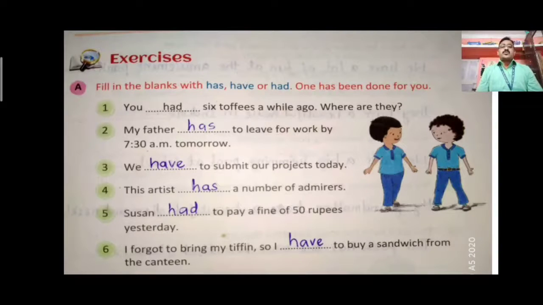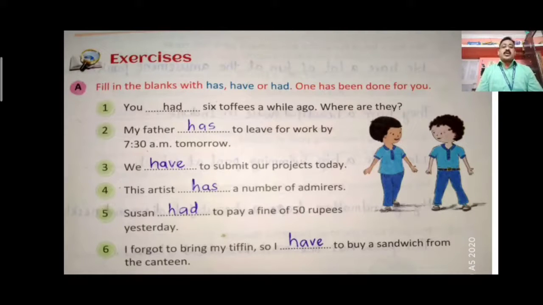Next one, fifth one, Susan had to pay a fine of 50 rupees yesterday. Yesterday means we are talking about the time which is already over. Yesterday means not today, it is already over. The past time we are talking about, that's why the verb should be had. And I told you, when we are using had, which is the verb in the past form, it doesn't matter whether the subject is singular or plural. Susan is singular, here also we can use had.